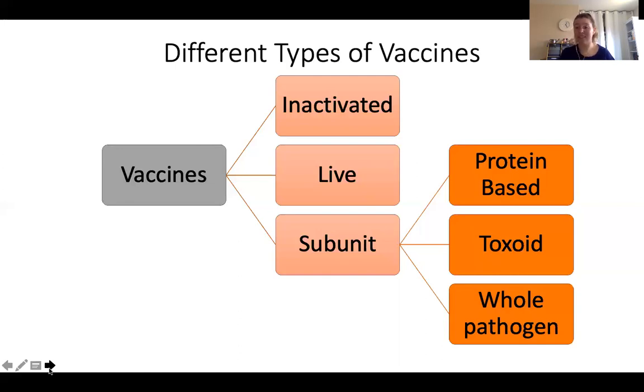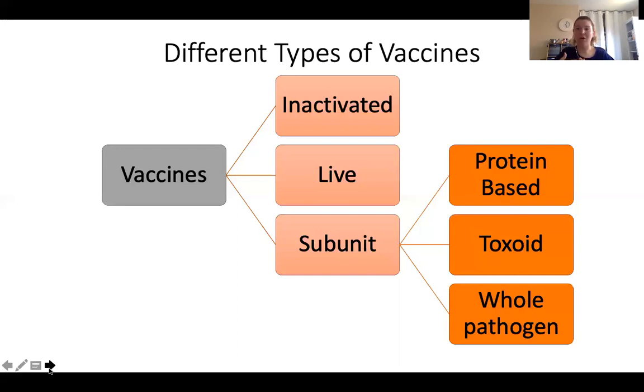So the last type is a subunit. And subunits can come in multiple parts. There's a protein-based subunit vaccine, meaning that we actually pick a surface protein and then we make more of those and we put it in the host, and the immune system will generate antibodies just against those proteins. So when the pathogenic bacteria comes in, it will see the protein and it will go, oh, I have antibodies for those, and generate them.